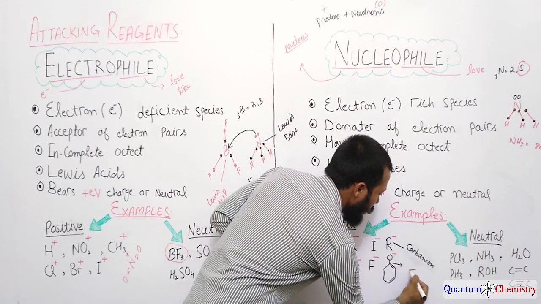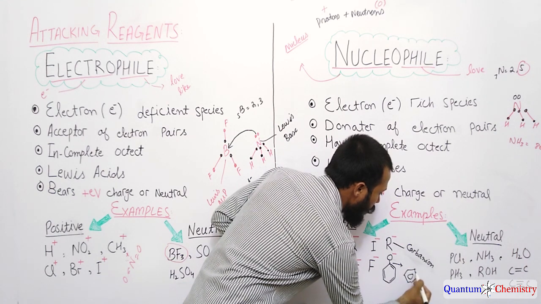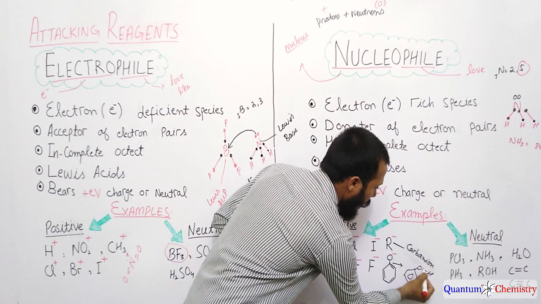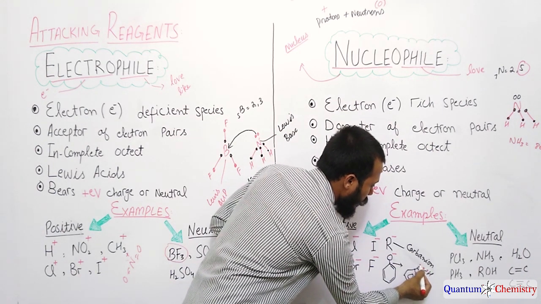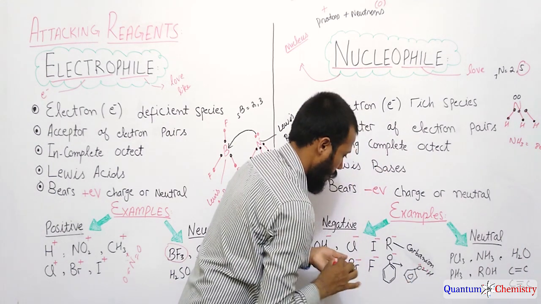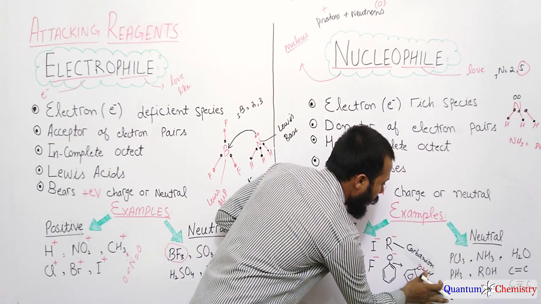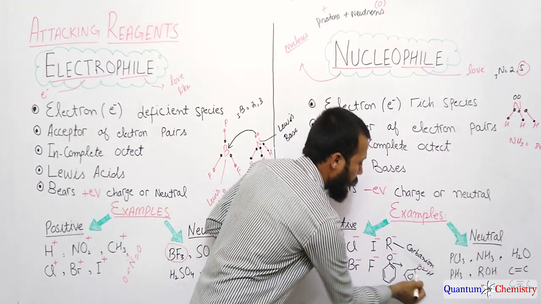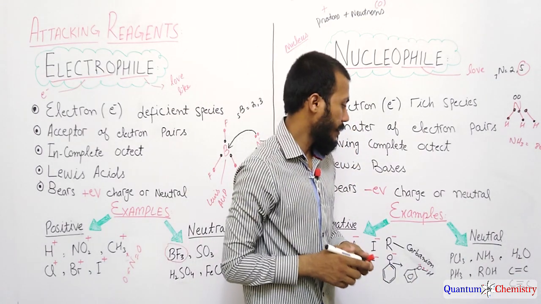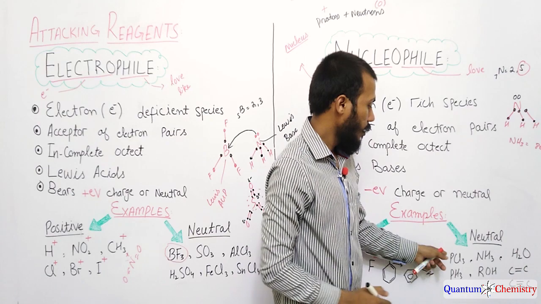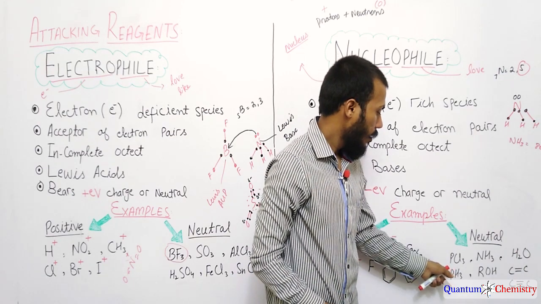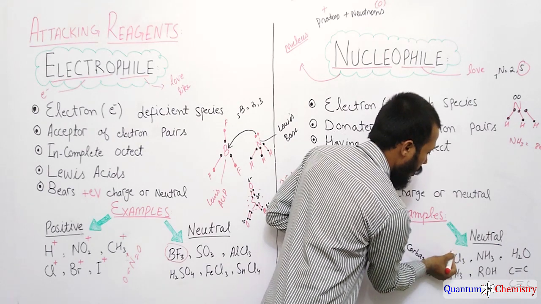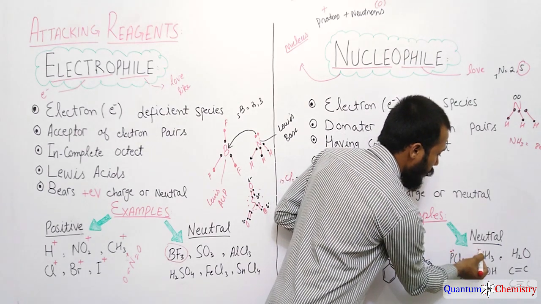And this is phenoxide, which is formed from phenol by taking away a hydrogen. And the neutral examples are phosphorus trichloride, phosphine and ammonia, and these all have lone pairs of electrons.